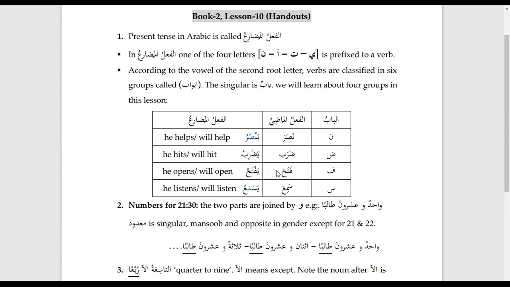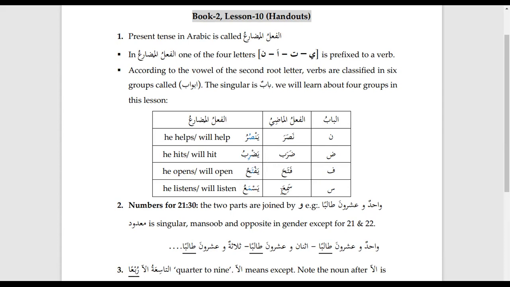Nasara, yansuru. Okay, when we say daraba, these are the fixed verbs that are used in the dictionaries. So when we see dad, that means it's daraba yadribu. What happened here? The second root letter has kasra. Nasara, yansuru, daraba, yadribu. And then we have bab fataha, which is on the pattern of yaftahu. This one has fatha on the second root letter, and similarly samia, the second root letter has fatha, it is yasma'u. Nasara yansuru is used a lot, then daraba, then fataha, then samia.